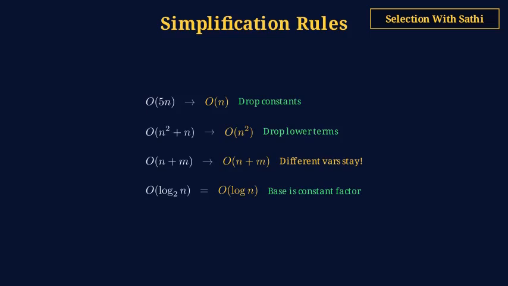Rule 3. Different variables must stay. O of n plus m is not the same as O of n. If n and m are independent, you cannot drop m. Rule 4. Logarithm bases don't matter in big O.